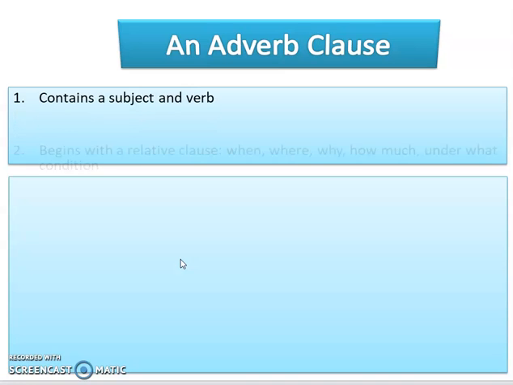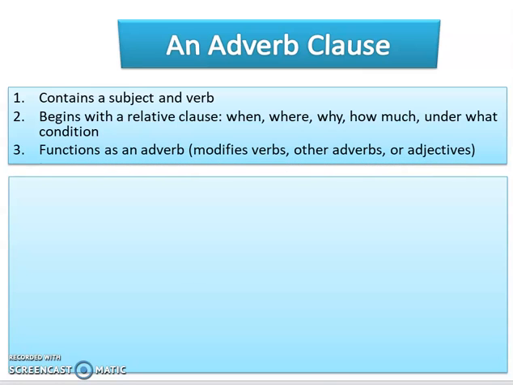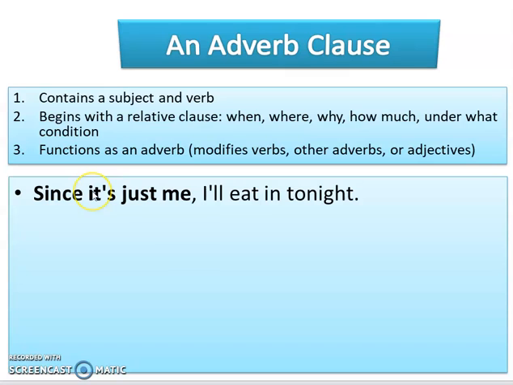The last one is the adverb clause. Again, it contains a subject and a verb. It begins with a word like when, where, why, how much, under what condition. And it functions as an adverb, and as we all know, an adverb modifies a verb, an adverb, or an adjective. Here, usually the adverb clause answers questions like where, when, why, under what condition, for what reason. So let's take a look.